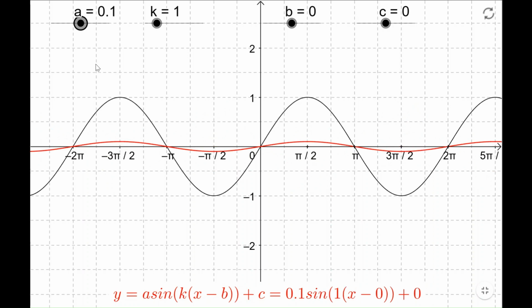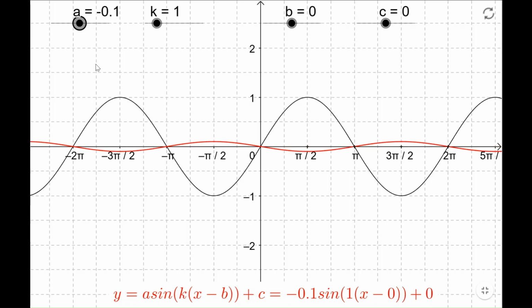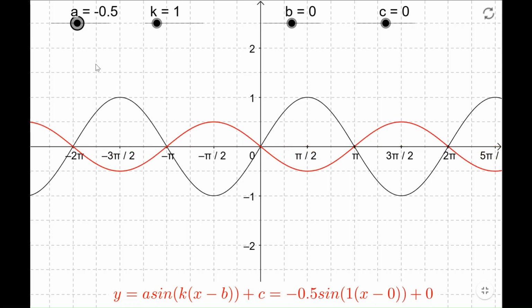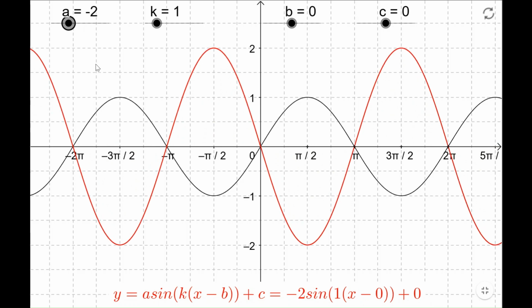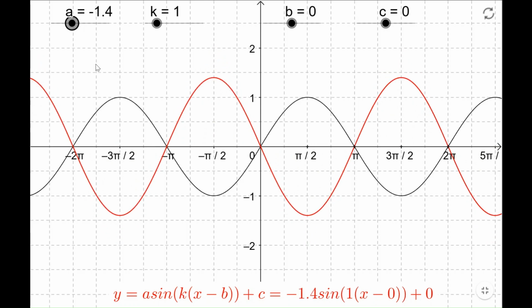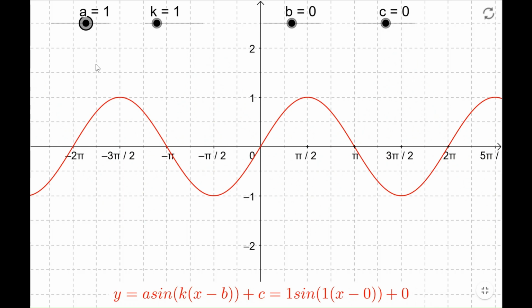If it has a value between 0 and 1 or 0 and -1, it is going to be a compression. And if it's bigger than 1 or -1, then it's going to be a stretch. Okay, so that is our A value. Let's look at B next.